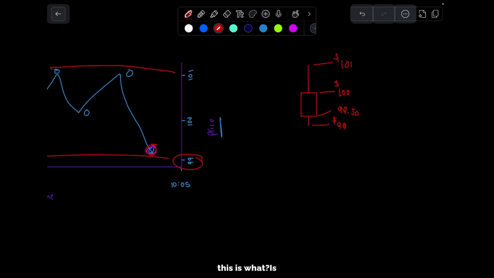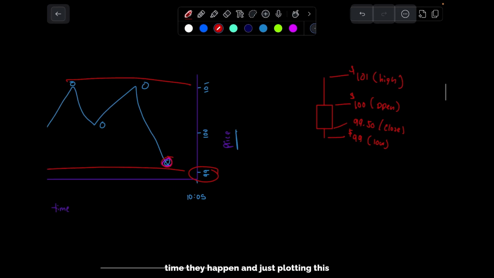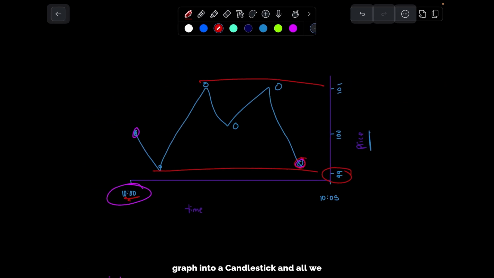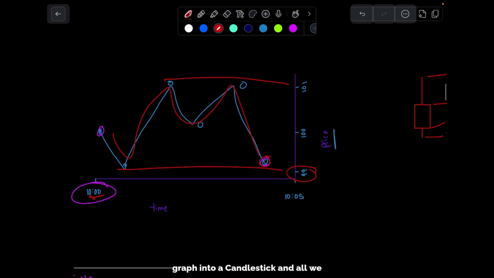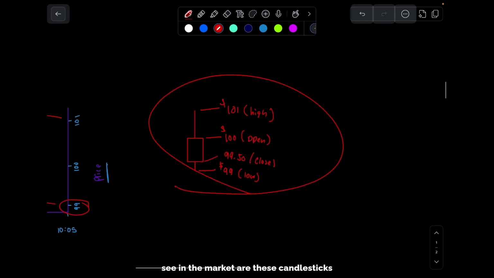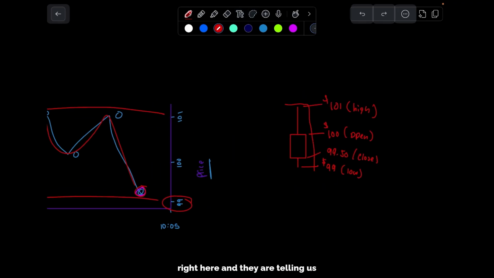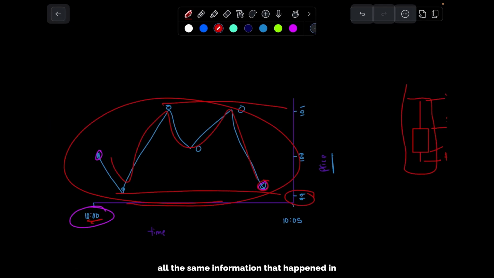All right. And this is what is actually happening inside the candlesticks. How are the candlesticks being formed? Simply by reading the current transactions at each time they happen and just plotting this graph into a candlestick. And all we see in the market are these candlesticks right here, and they are telling us all the same information that happened in this transaction.